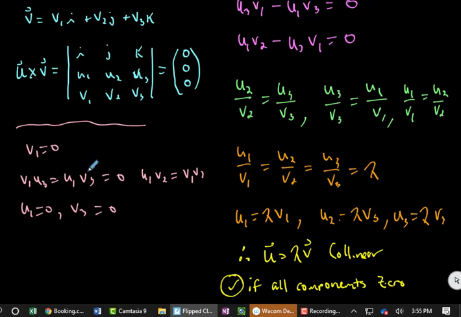But I know v sub 1 is equal to 0, so I know that u sub 1, which we already said was 0, but v sub 2 is also 0. So what do I have right here? I said v sub 1 is equal to 0. Then I showed that v sub 3 is 0, v sub 2 is 0. So that means my vector v is the 0 vector with components 0, 0, 0, right?